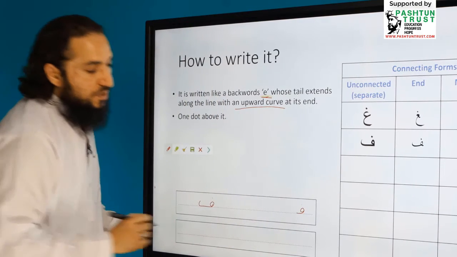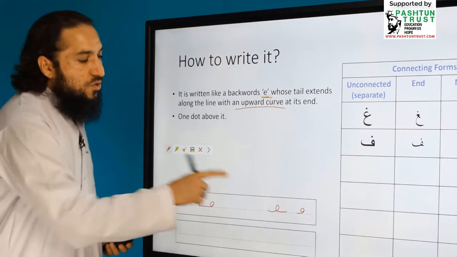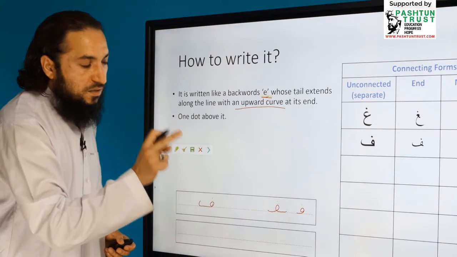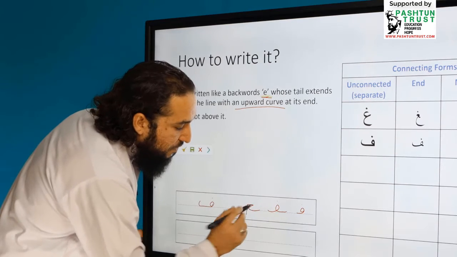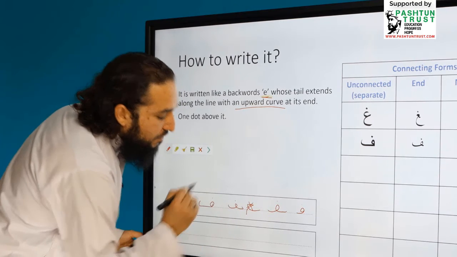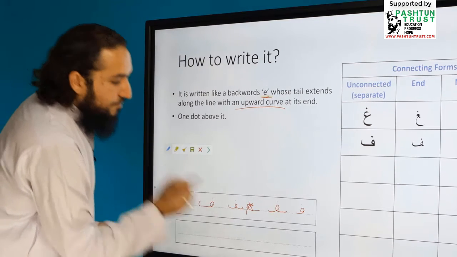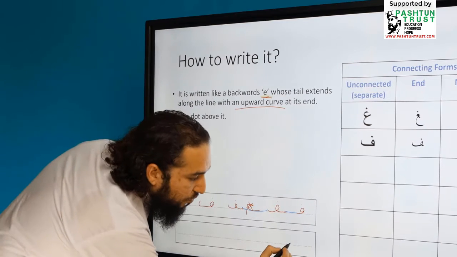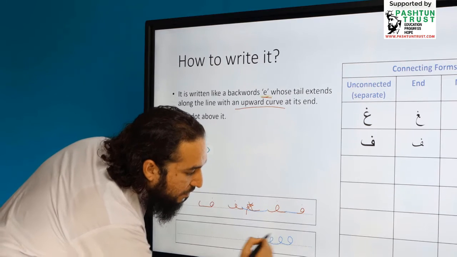If it comes in the middle, you have to differentiate between this one and ghain. I'll explain that in a second. Sorry, that's ghain. This one is fa, if it comes at the end. You can connect them, so it would look like this: fa, another fa, and another fa.